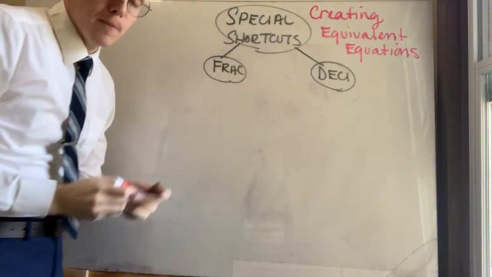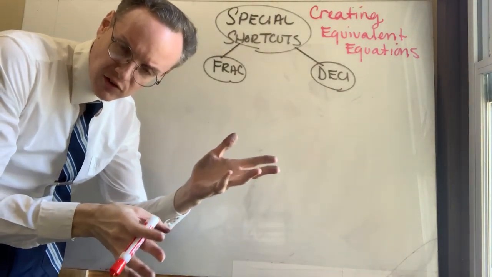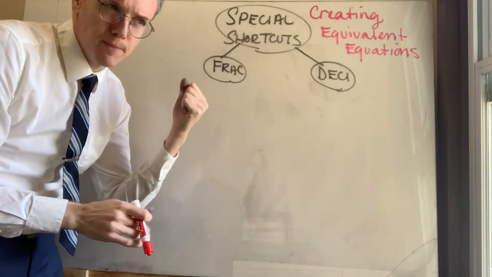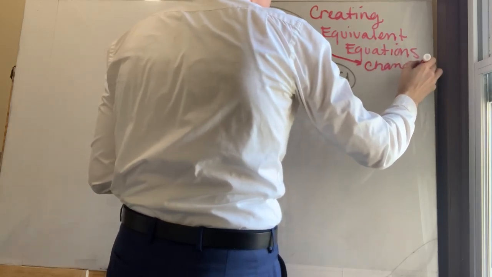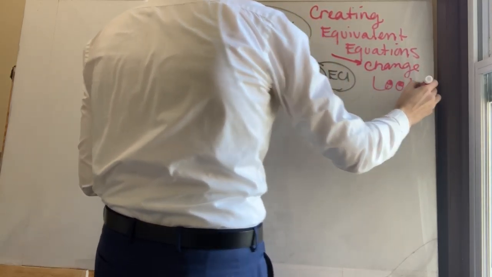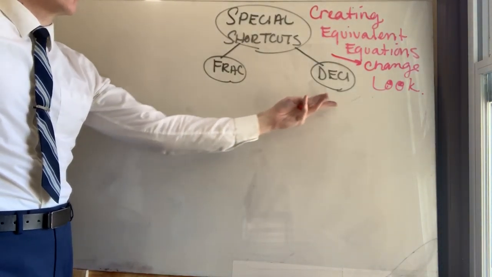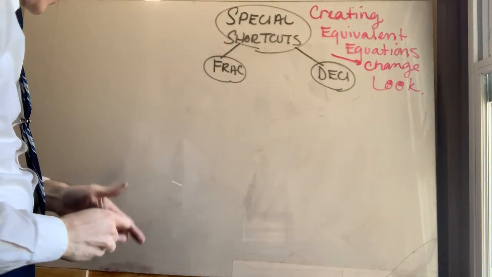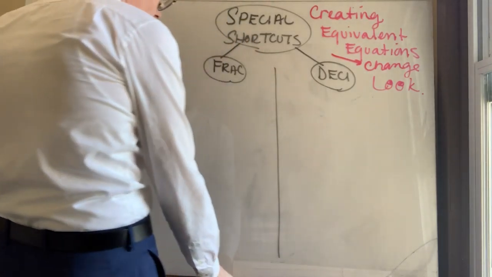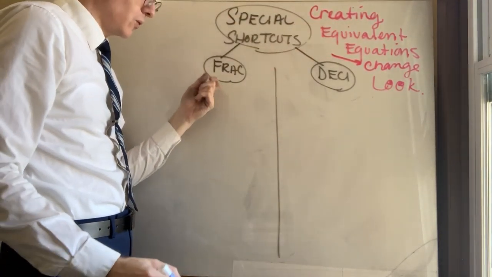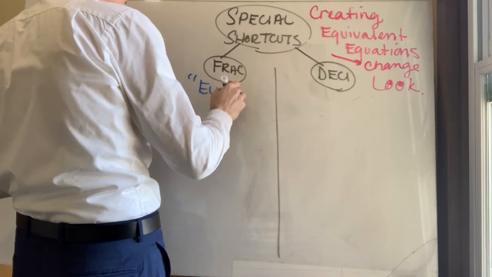What does that mean? It means they're not going to look like the equation that was given to you, but it will produce the same answer as if you just did it brute force. Right? You're just changing the look. Why? Because it might be easier to deal with it when it's less ugly, less complicated looking. There are problems that have fractions, and there are problems that have decimals. And these are two shortcuts that you have an option to do. So, the process of creating an equivalent equation when you're given fractions is to basically eliminate the denominators.